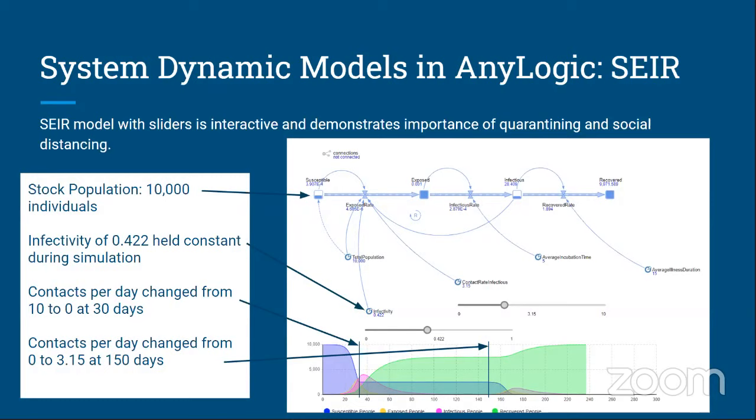It focuses on susceptible, exposed, infectious, and recovered people, and it's graphed those in the graph below. But the sliders that you can see allow us to vary the infectivity and the contact rate that a person would have in a population, which will evidently change how the virus spreads. So the higher the infectivity and the higher the contact rate, the more the virus will spread, and the lower you put the sliders, the less it will spread. That was used as the first learning tool that we have.